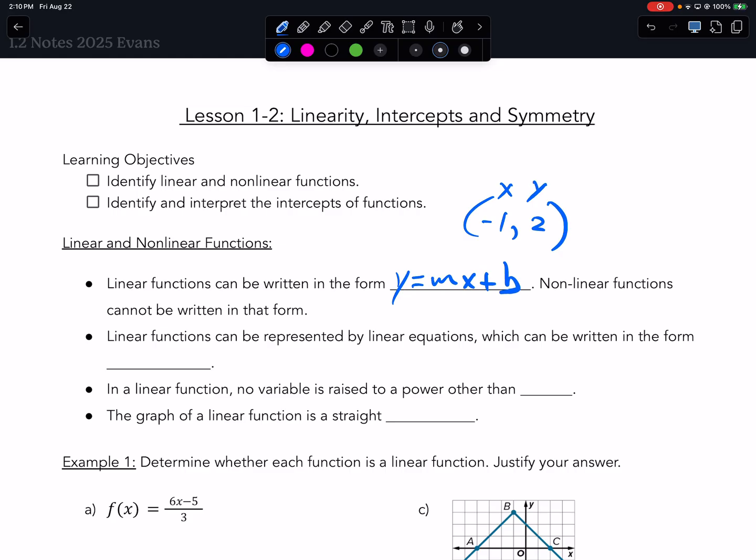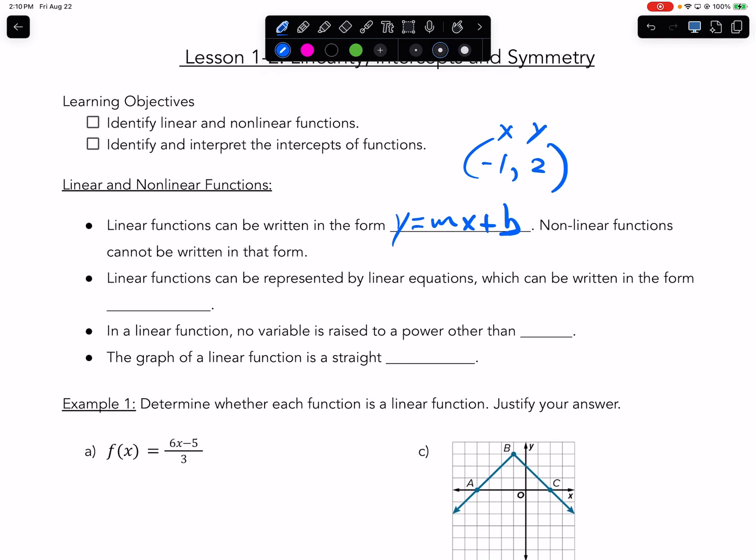Linear functions can also be written in this form: ax plus by equals c. The key to that form is that a, b, and c have to be integers. So that begs the question, what is an integer? Anyone know?